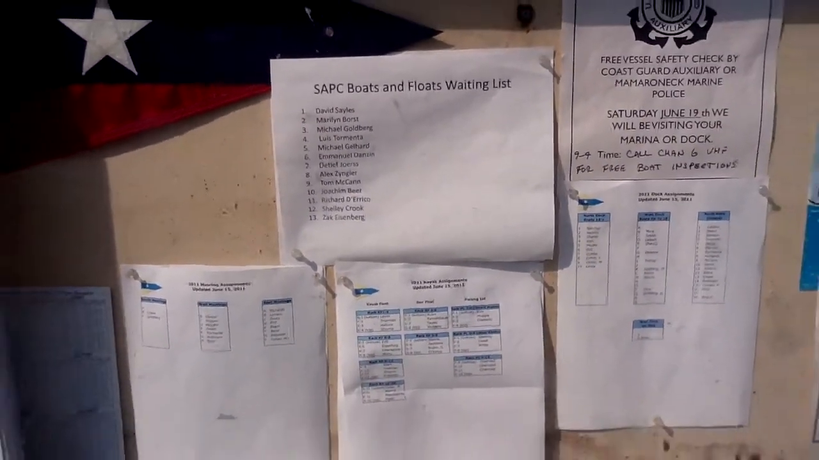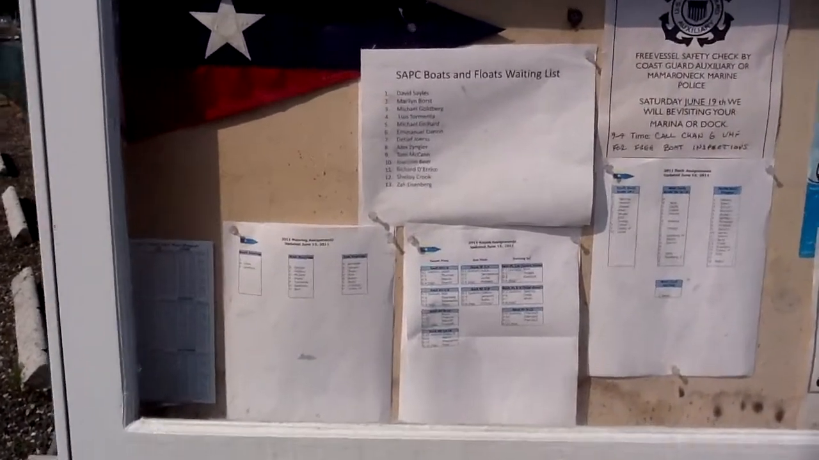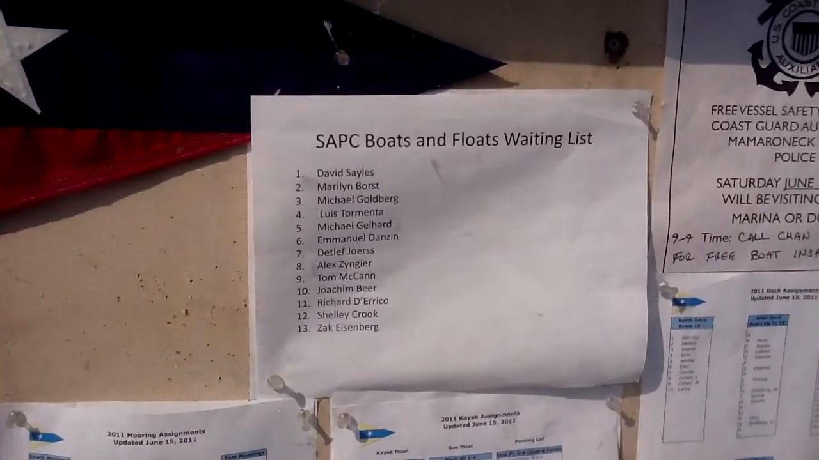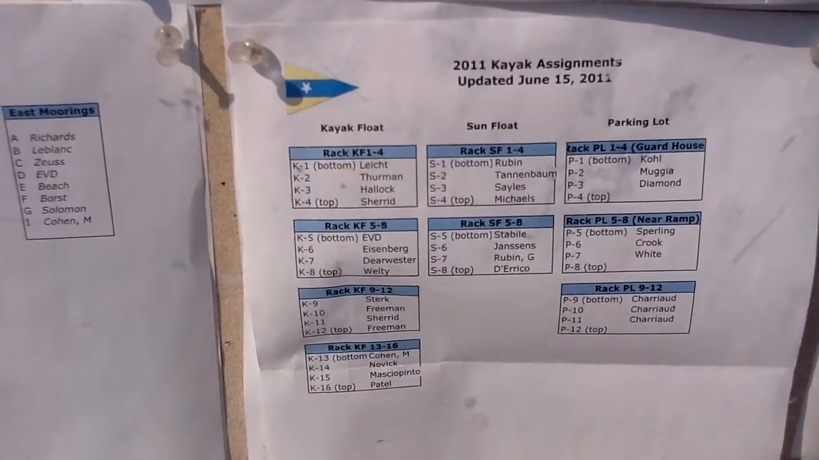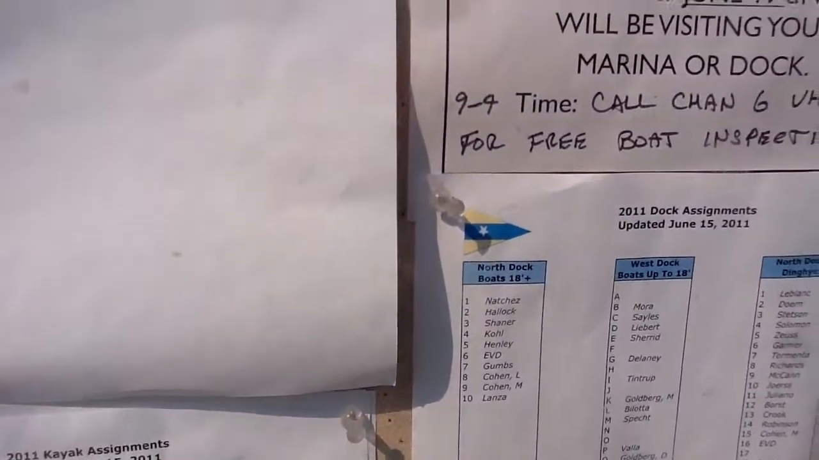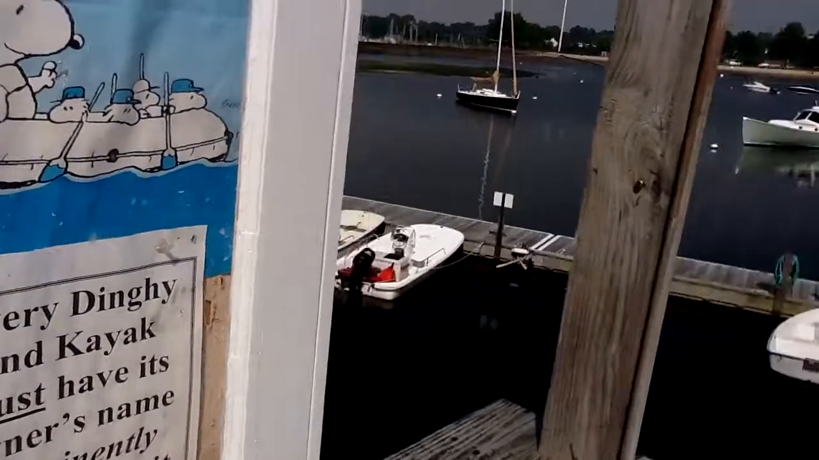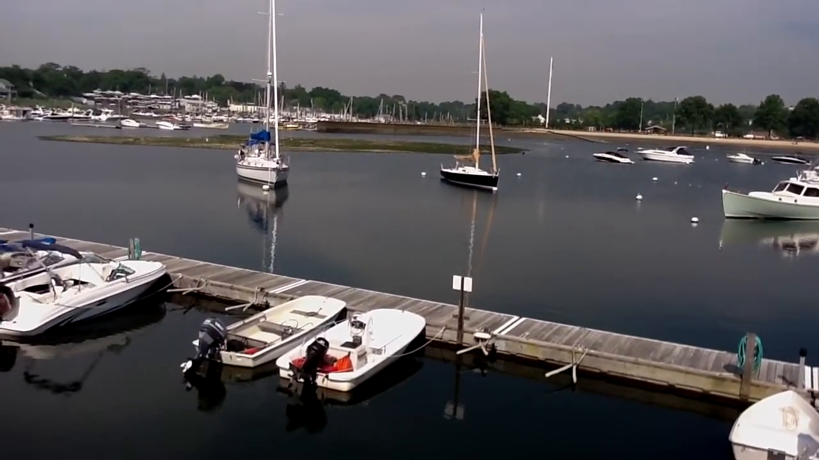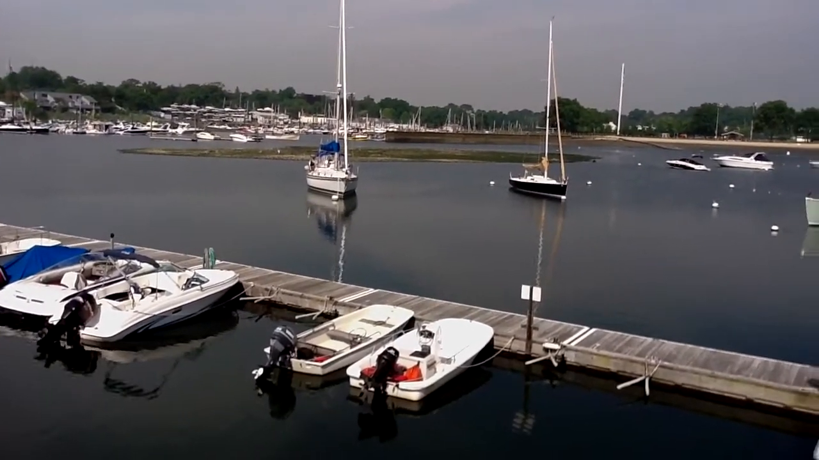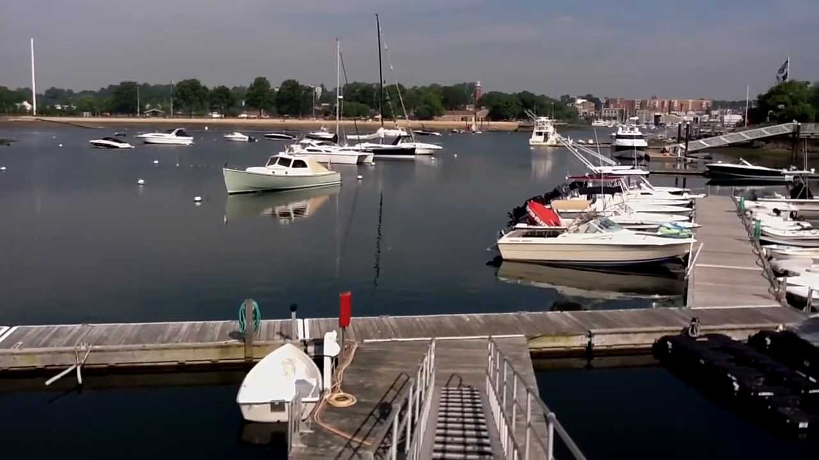There's this little bulletin board at the head of the gangway down to the docks, and as you can see, it has a bunch of lists on it. There's a list of people waiting to get spots. There's a list of the kayaks. That's what we're looking at, the kayak racks now, and here's a list of the people who have boats at these docks that we're looking at. You can see there's some holes in the list.